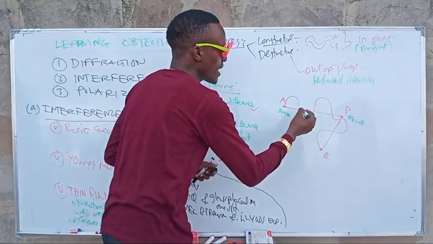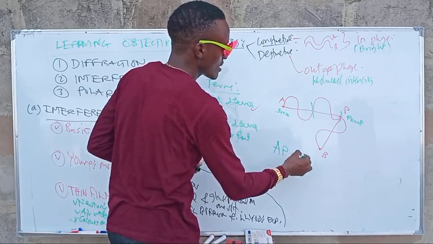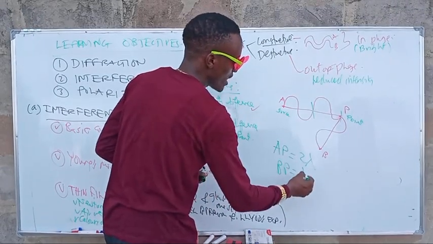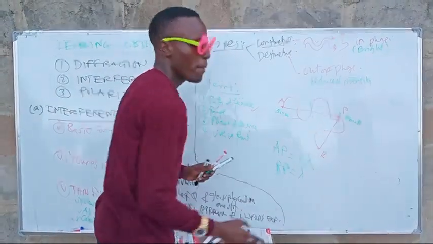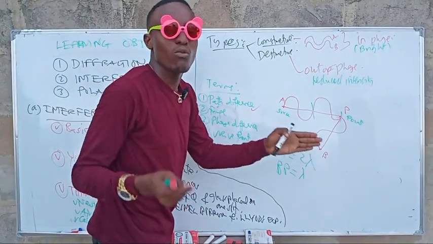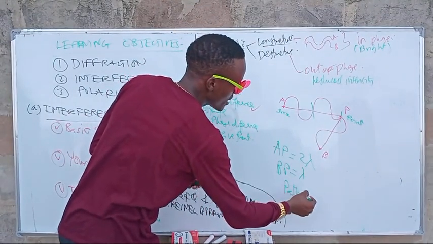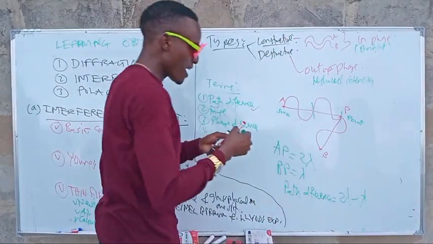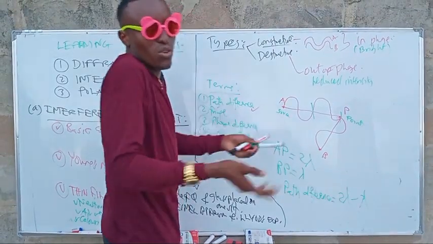So we say this one has moved 1 and 2, so it is 2 wavelengths. So AP is equal to 2 wavelengths. But speaking about BP, this is just 1 wavelength. So these are the paths taken by the waves. But the path difference is the difference between the paths traveled by the waves from their point sources to a point where they interfere. So the path difference will be 2 wavelengths minus 1 wavelength. So the path difference between AP and BP is equal to 1 wavelength. That's what we call the path difference.